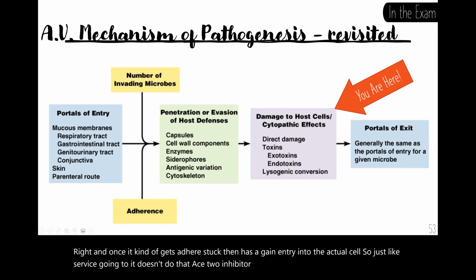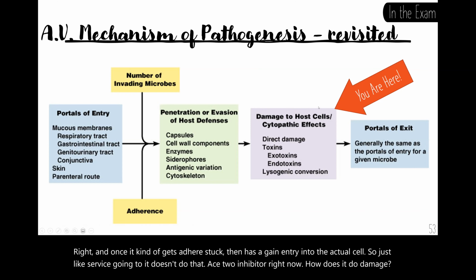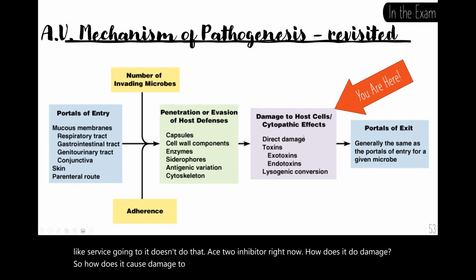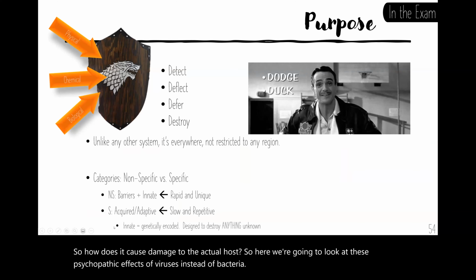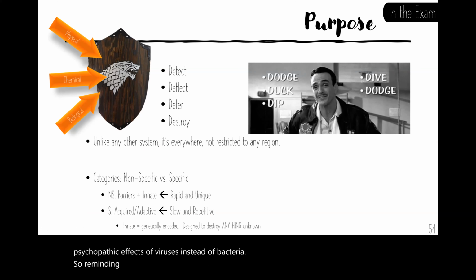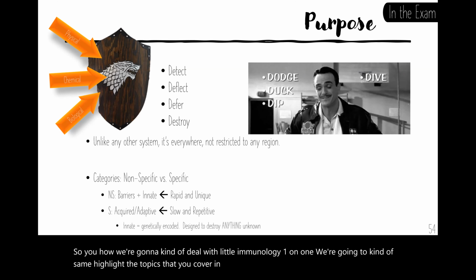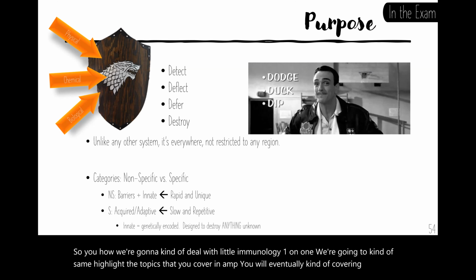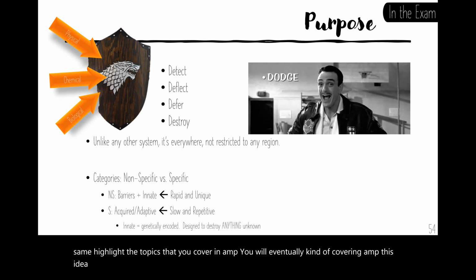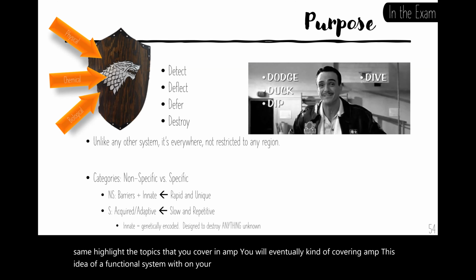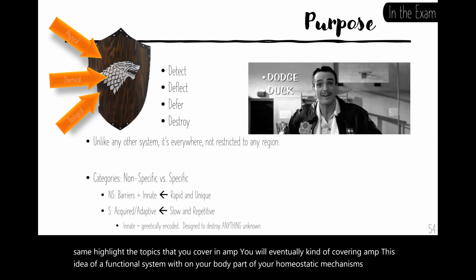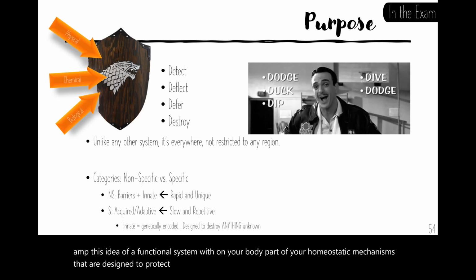Now, how does it do damage? How does it cause damage to the actual host? So here we're going to look at the cytopathic effects of viruses instead of bacteria. Reminding you how we're going to deal with good old Immunology 101. We're going to highlight the topics that you cover in AMP, and you'll eventually cover in AMP, this idea of a functional system within your body, a part of your homeostatic mechanisms that are designed to protect you from pathogens and other diseases.